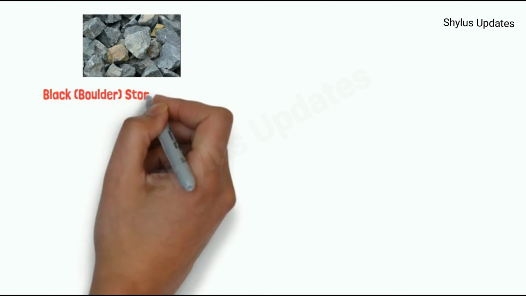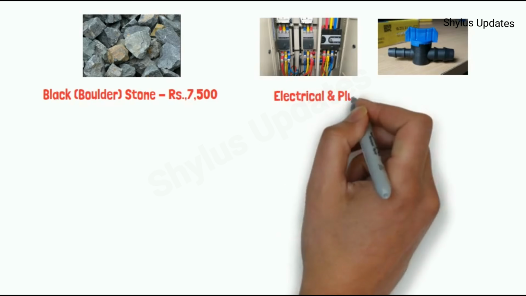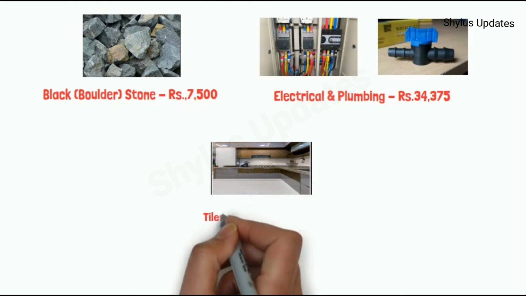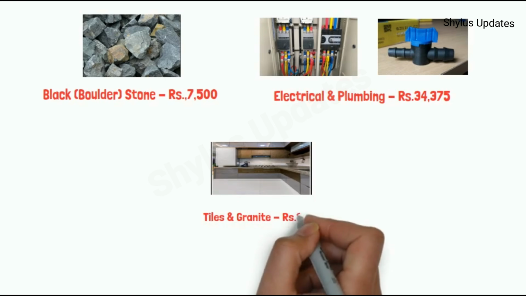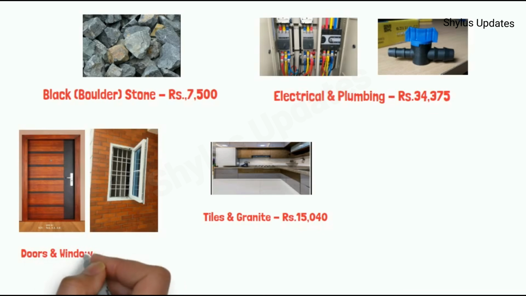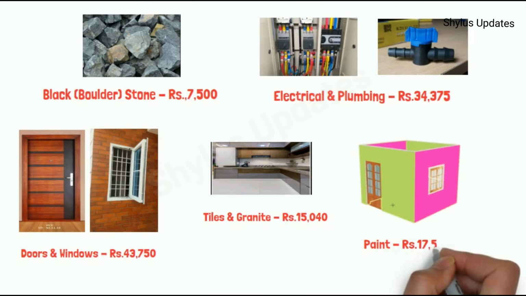Blackstone, rupees 7,500. Electrical and plumbing, rupees 34,375. Tiles and granite, rupees 15,040. Doors and windows, rupees 43,750. Paint, rupees 17,500.